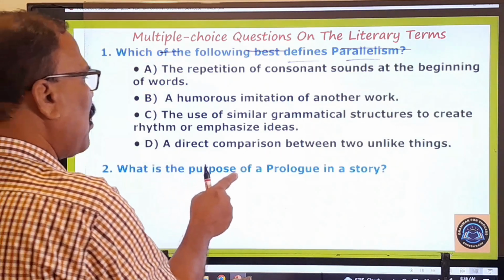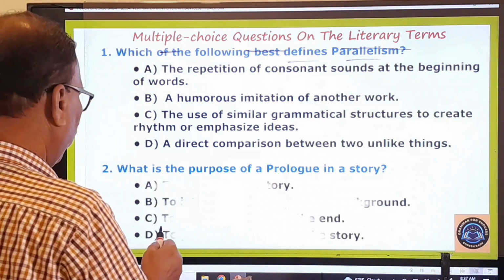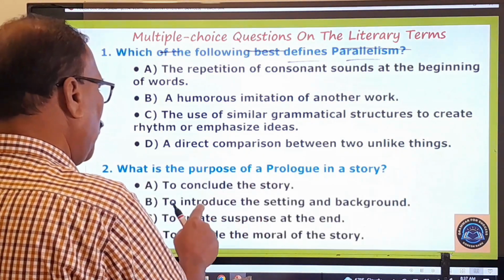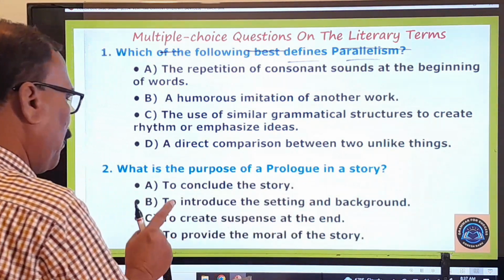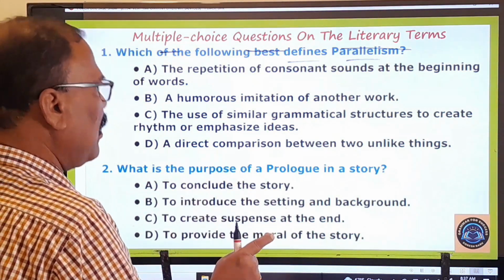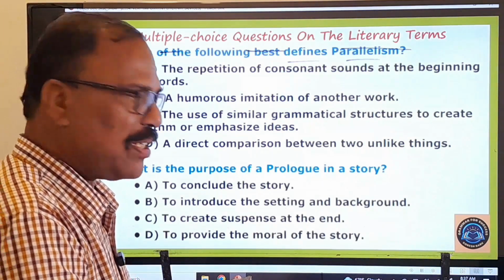What is the purpose of a prologue in a story? Right. So to conclude the story, to introduce the setting and background, to create suspense at the end, to provide the moral of the story. So these are the two questions. Now let's move on to other questions.